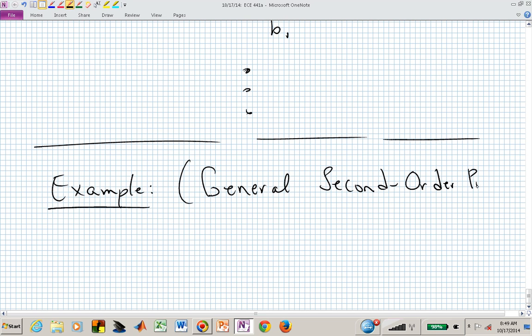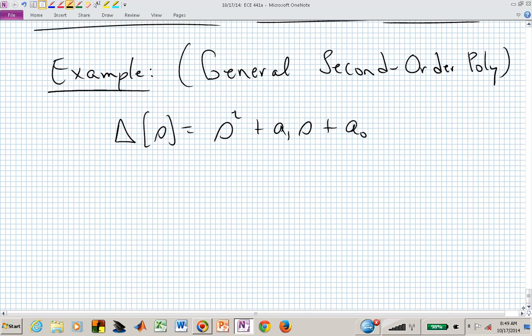what happens for the general second-order polynomial? Meaning, what if delta of s is equal to s squared plus a1s plus a sub 0? We want to perform the Routh-Hurwitz criterion, or apply that. What's the Hurwitz test tell us?